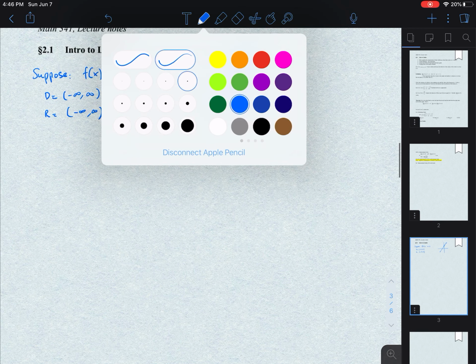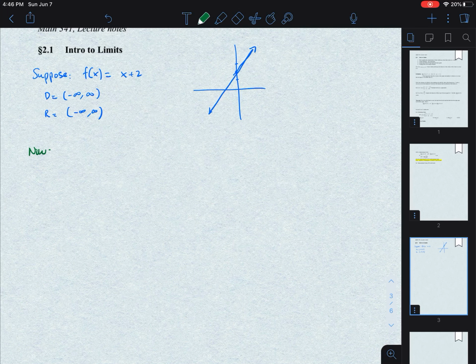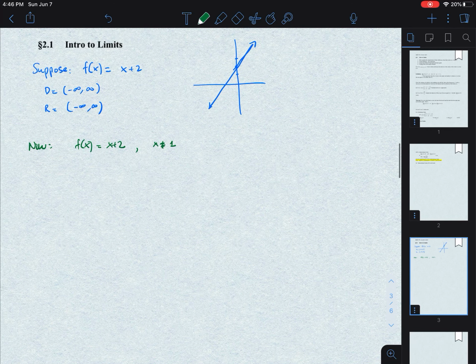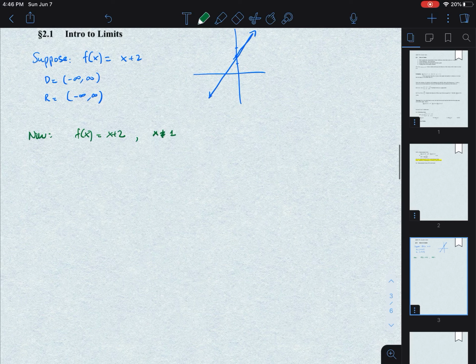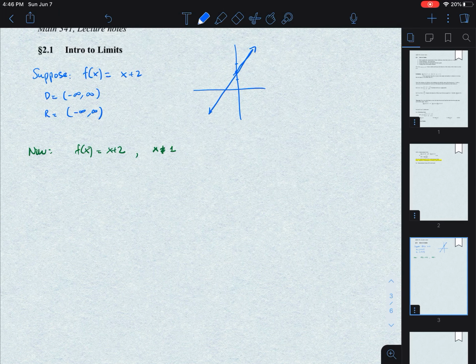Now I want to look at the same equation, x plus 2, but I want to exclude x equal to 1 from the domain. This is the notation. We're saying that this function is defined on every single value of x except for x equal to 1. Now let's look at the graph. It's going to start at 2, and the slope is up 1 over 1. So maybe your graph will look like this. That's going to be a line.